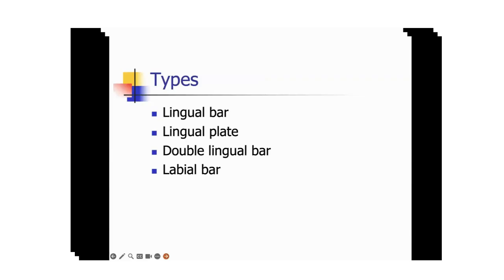So coming to the types of the mandibular major connectors, which include the lingual bar, lingual plate, double lingual bar, and the labial bar. There are a few modifications for some of the types of the mandibular major connectors. Let's discuss in detail each of these.